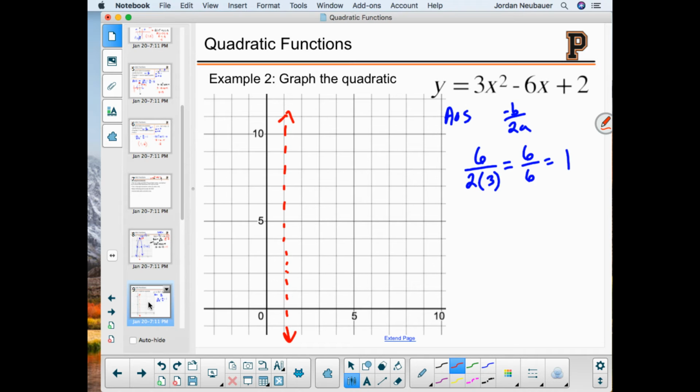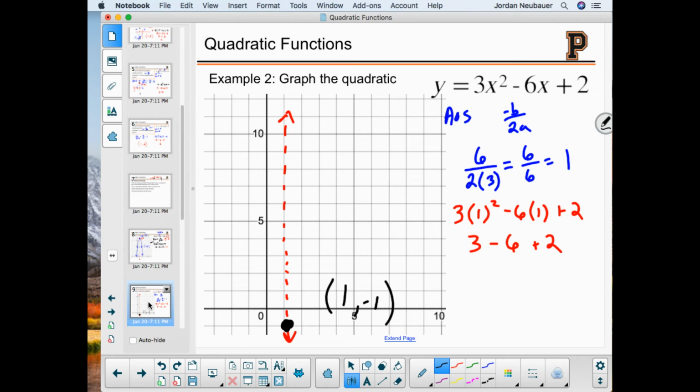Understand that this is going to be a smile face because the A value is positive. So we're going to take 1 and then plug it back into the equation to find the vertex. 3 times 1 to the second minus 6 times 1 plus 2. Do the math with it. 1 to the second is 1. 1 times 3 is 3. Minus 6 plus 2, simple math from left to right. 3 minus 6 is -3. -3 plus 2 is -1. So this is symmetrical, has a minimum value of 1, -1.